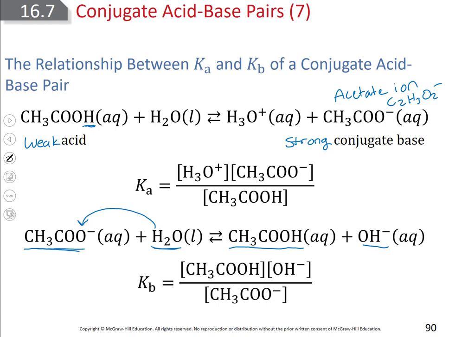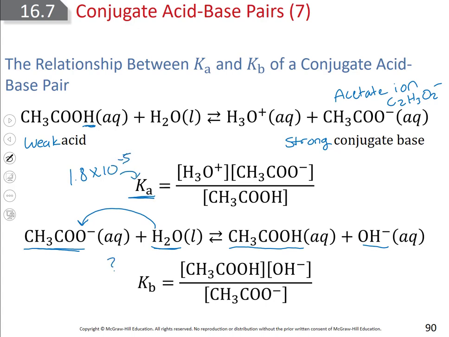So now we have these two equations and their two K's. Ka for acetic acid, we can find that in a table. We go back to the table, page 735 was the table for the Ka's of weak acids, and for acetic acid, Ka is 1.8 times 10 to the negative fifth. So we know what the Ka for acetic acid is.